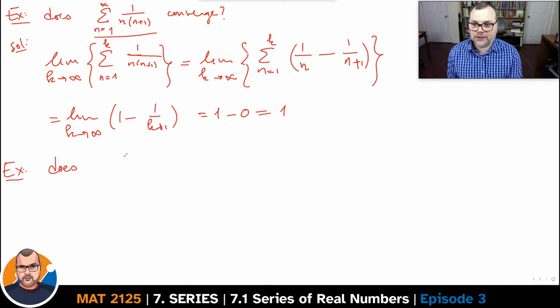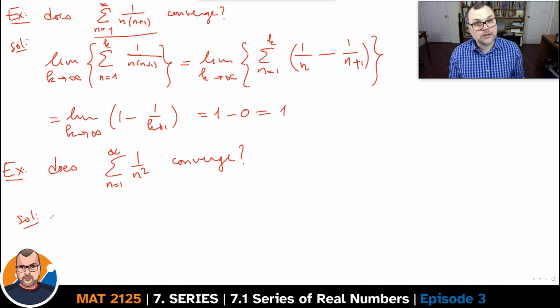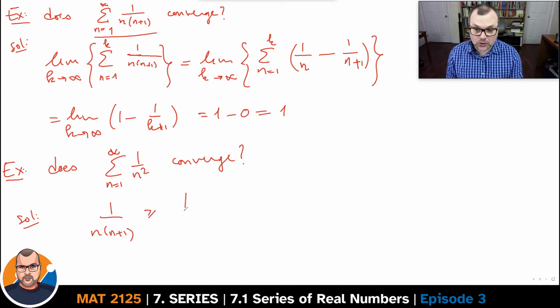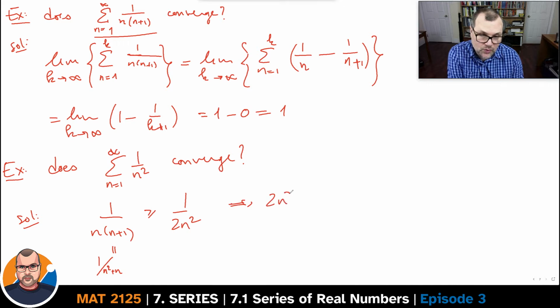Well, here's another example. Does the series 1 over n squared converge? Well, here we can use the comparison test that we saw in the previous video. 1 over n times n plus 1 is always greater than or equal to 1 over 2n squared. If you work it out, what you're getting is 1 over n squared plus n. And what we do know is that 2n squared is going to be greater than n squared plus n for every n.